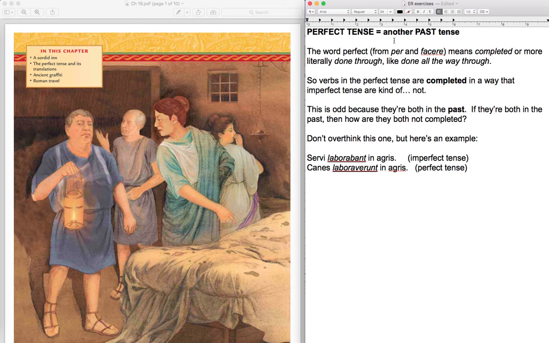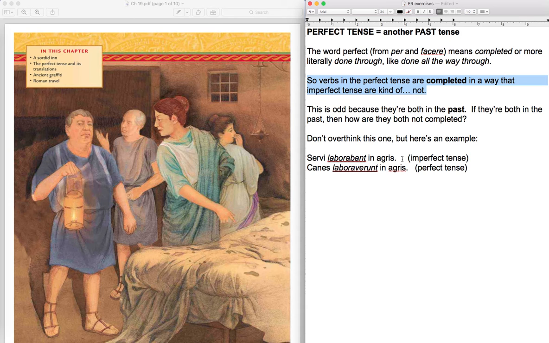But the perfect tense comes from the Latin words per and facere. Facere means to do, and per means through. So literally, it means done through, in the sense of when you do something all the way through. It's completed. That really is the sense that you're looking for. It's completion. Something has been done, and it's over, as opposed to that imperfect sense of something being done in the past over and over again. So we say verbs in the perfect tense are completed in a way that imperfect tense are not. And this is odd because they're both in the past. If they're both in the past, then how are they not both completed?